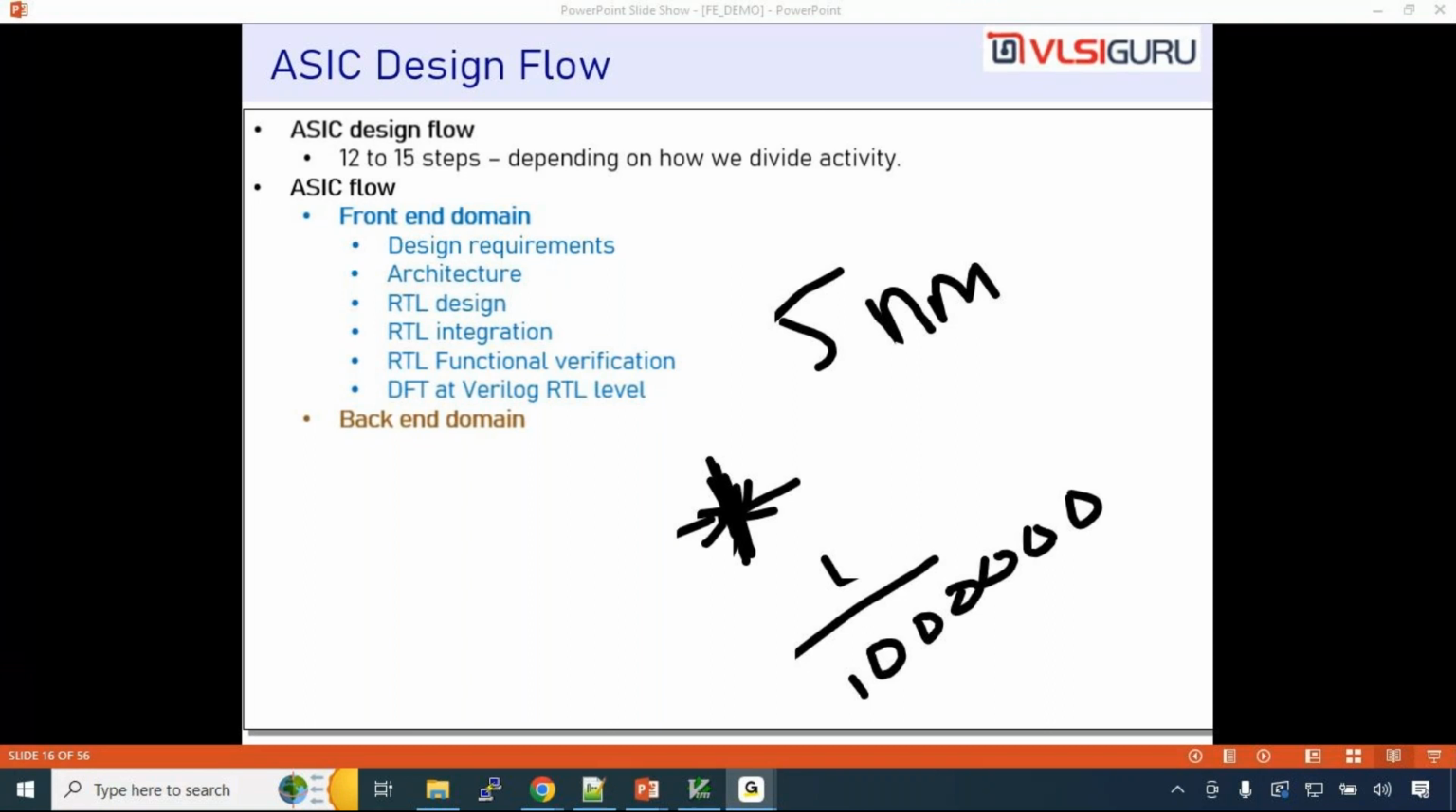At that level, there can be manufacturing defects. What is a manufacturing defect? Some metal will get connected to each other. That's a manufacturing defect. It is nothing to do with functional. During the manufacturing, two wires which are going parallelly, the metal got spread and they got connected. That is called a manufacturing defect. That is not a functional defect. It is a manufacturing defect. To identify those manufacturing defects, we use DFT technology.